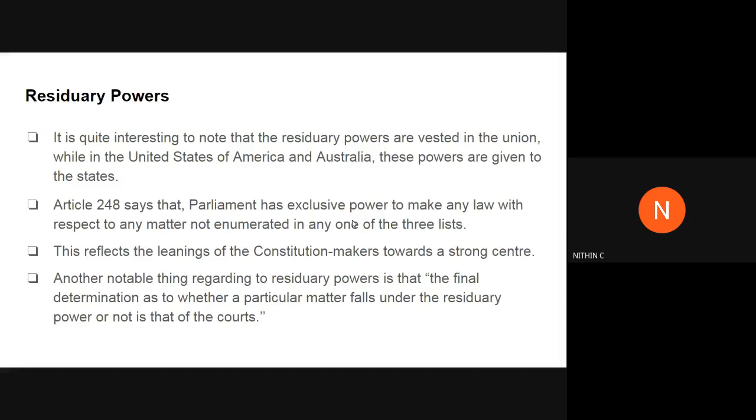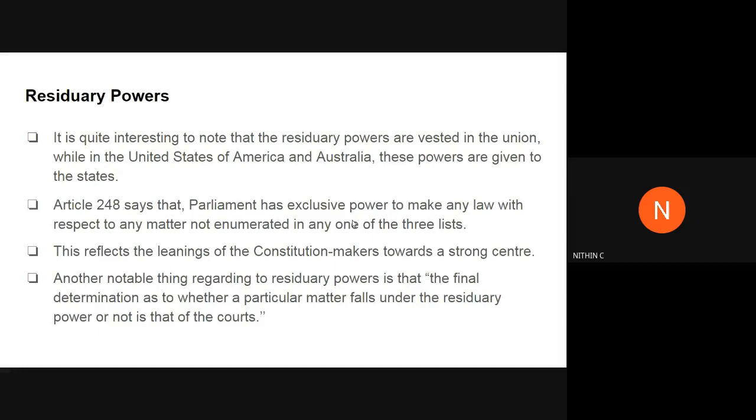So it's quite interesting to note that the residuary powers are vested in the union, while in the United States of America and Australia, these powers are given to the states. Okay, in our case, the residuary power is being vested in the union. ഈ 3 ലിസ്റ്റിലും പെടാത്ത കാര്യങ്ങളിലുള്ള ഡിസിഷൻ എന്ന് പറയുന്നത് it's completely vested in the union.